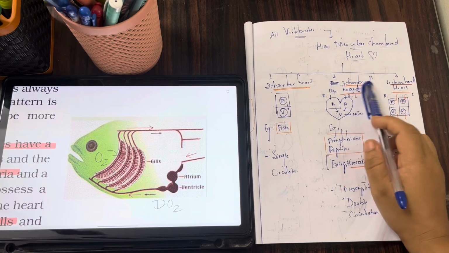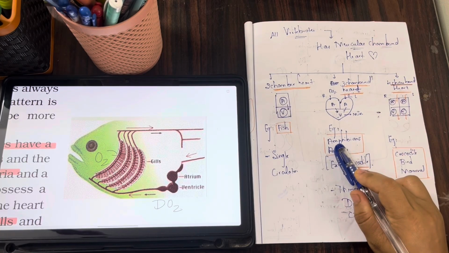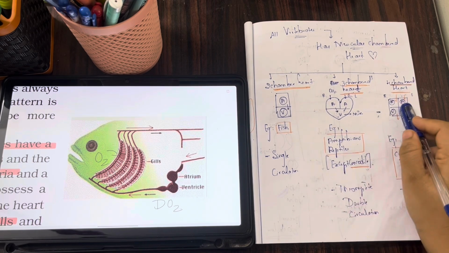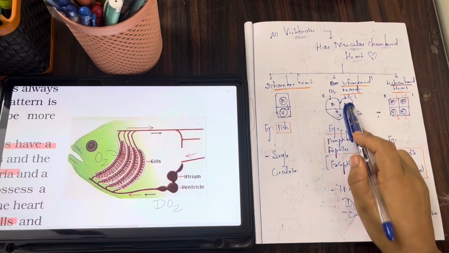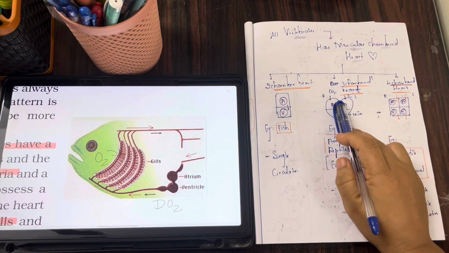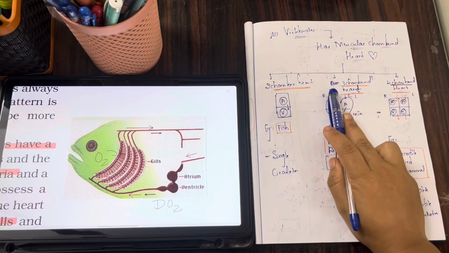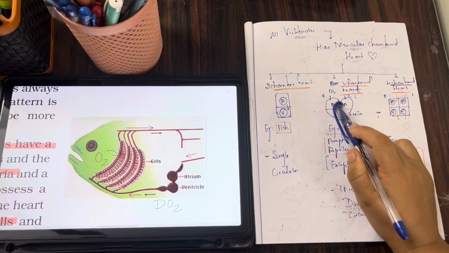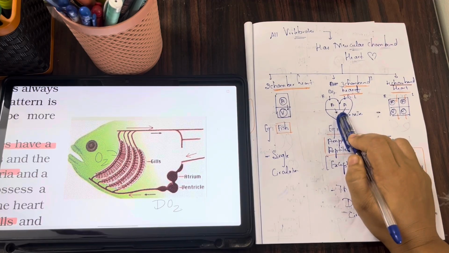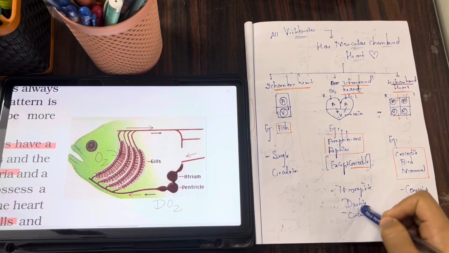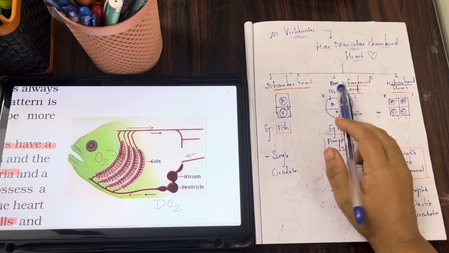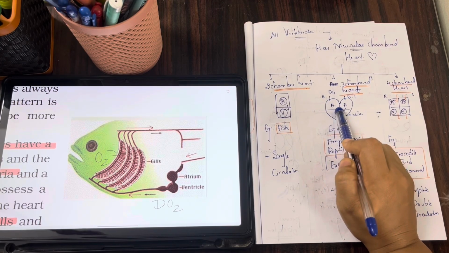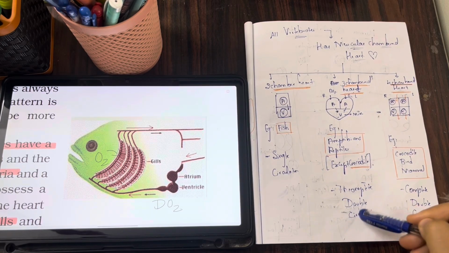Moving ahead, we have 3-chambered heart, especially seen in amphibians and reptiles, except crocodile. So crocodile comes in 4-chambered heart. So here there are 2 atria and 1 ventricle. Deoxygenated blood comes in the right side, oxygenated blood comes in the left side. But eventually in the ventricle there will be mixing of the blood. So it is called incomplete double circulation. There is a separate pathway initially for deoxygenated and oxygenated blood, but eventually it mixes. So it is called incomplete double circulation.